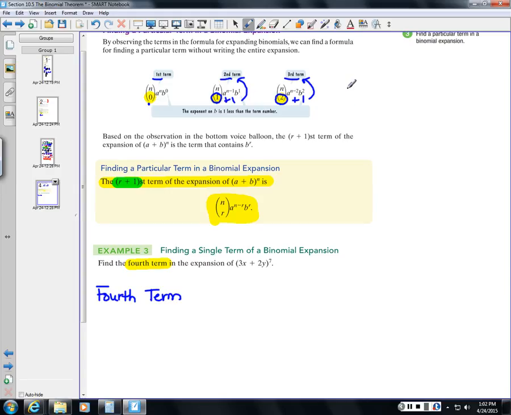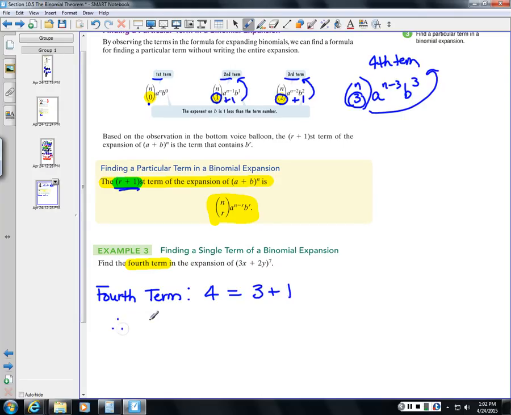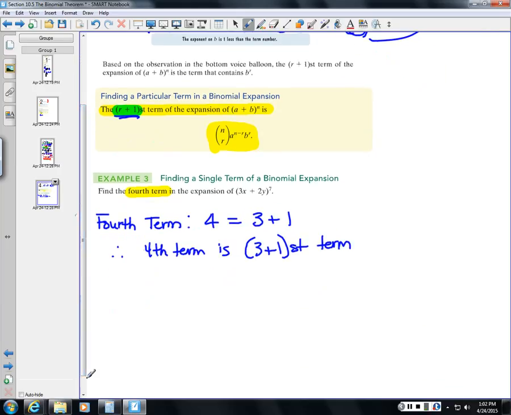So the next one over here would be n over 3, a to the n minus 3, b to the third, and that would be the fourth term because the r is 3. You add 1. So that's where that idea is coming from. So if I'm wanting the fourth term, 4, since that's equal to 3 plus 1, therefore my fourth term is going to be the 3 plus first term. So that's how I know what I'm actually using.